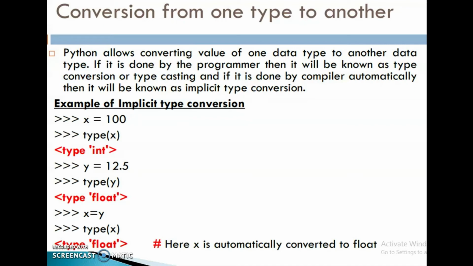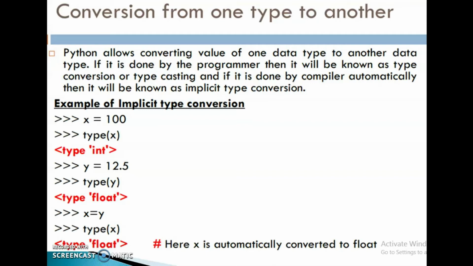Conversion from one type to another. Python allows converting the value of one data type to another data type. If it is done by the programmer, then it is known as type conversion or typecasting. By force, we can convert from one data type to another. That is done by the programmer. That is known as type conversion or typecasting.